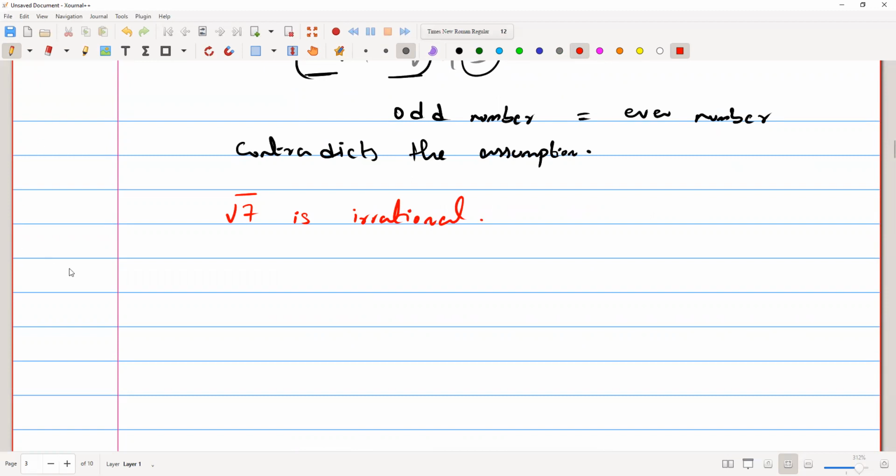Okay, so now we are going to talk about the bounds, that is the lower bounds and the upper bounds. We will see what actually we mean by the lower bounds and the upper bounds.